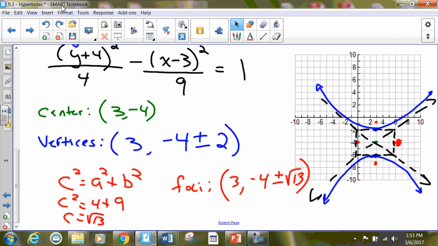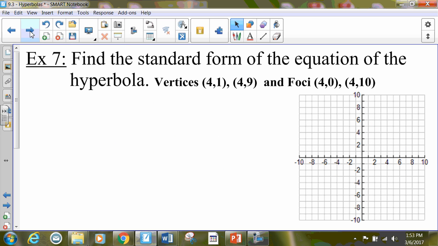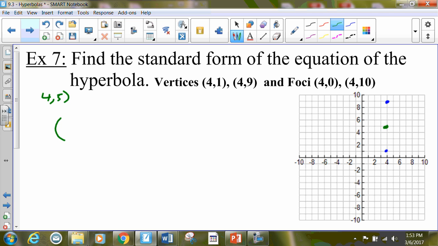All right, and our last one, find the standard form of the equation, vertices, foci, let's go. You guys have a graph on this problem, right? Yeah. All right, so let's go ahead and plot 4, 1, 4, 9. Where's our center, guys? 4, 5. Who leads, y or x? Y. So if our center is 4, 5, we'll have y minus 5 squared minus x minus 4 squared.